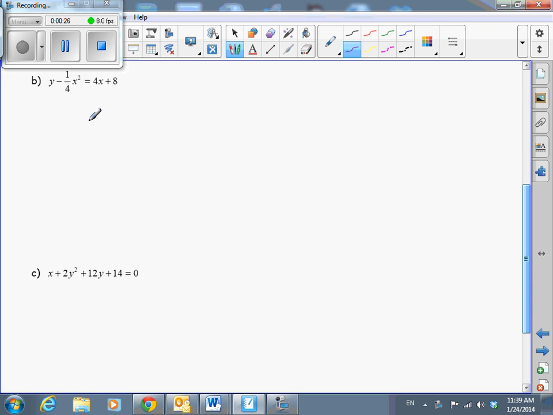What is the value in front of x squared? Is it easy to complete the square with that value in front of it? No. So I will have to either put it out or find a way to get rid of it. It's easier for me to get rid of it. Multiply by 4, not by 1/4. Multiply everything by 4. Doesn't make a negative 1. So if I multiply everything by 4, I get 4y minus x squared is equal to 16x plus 32.